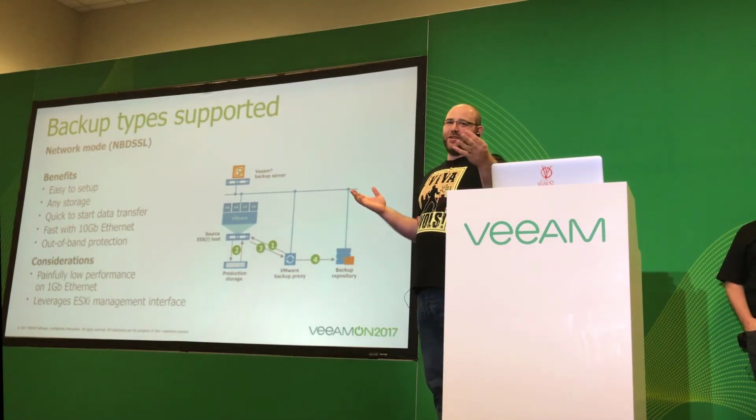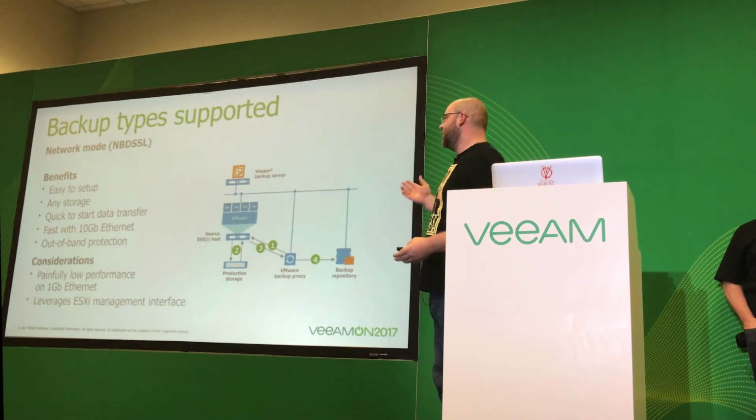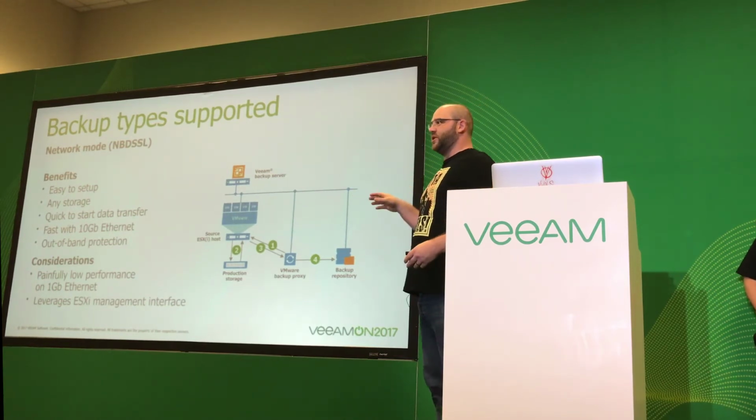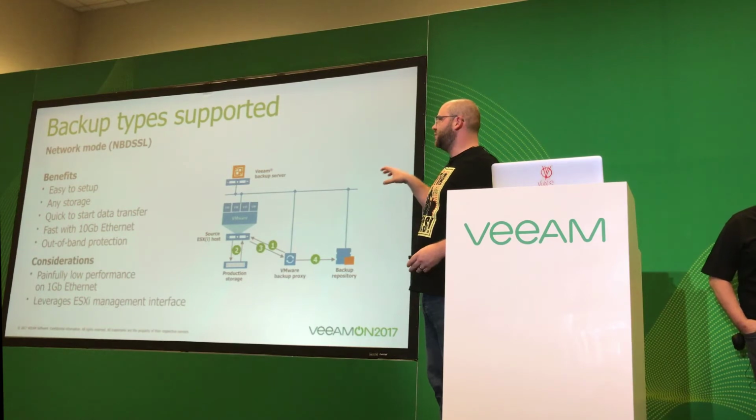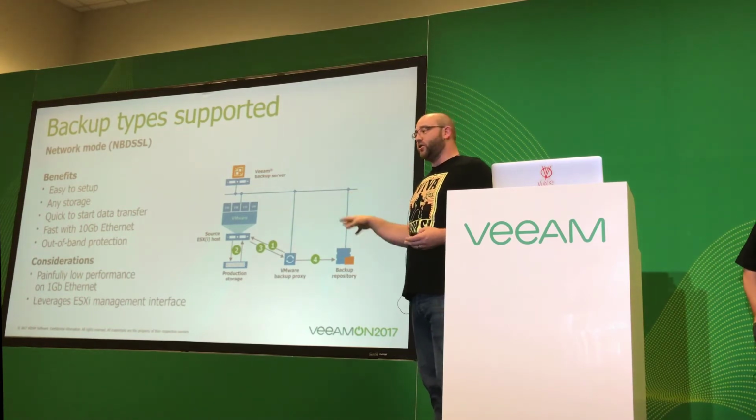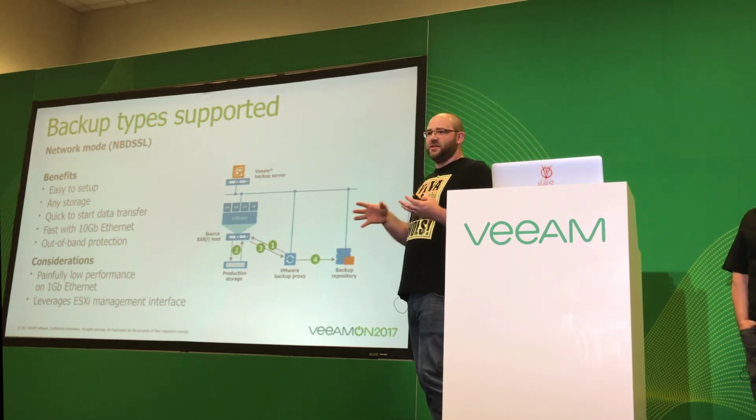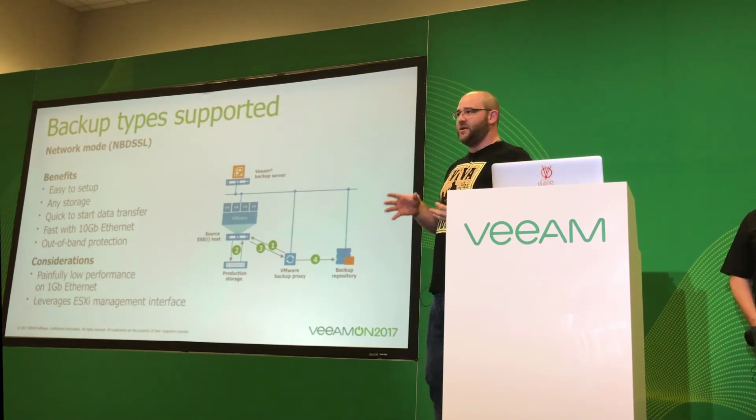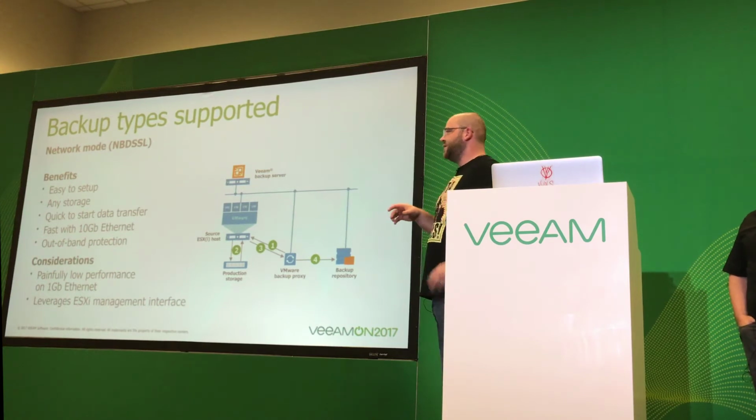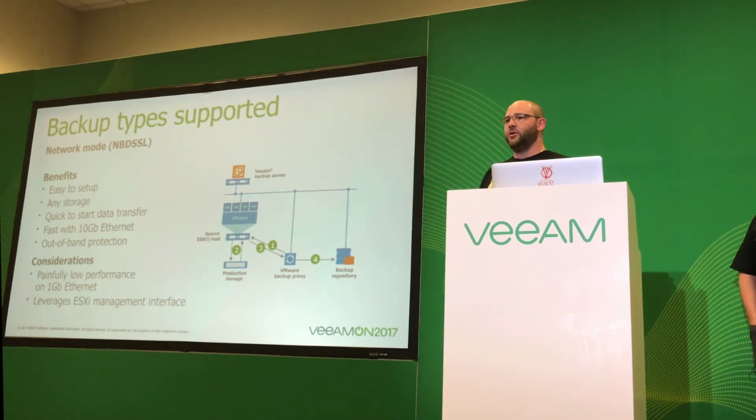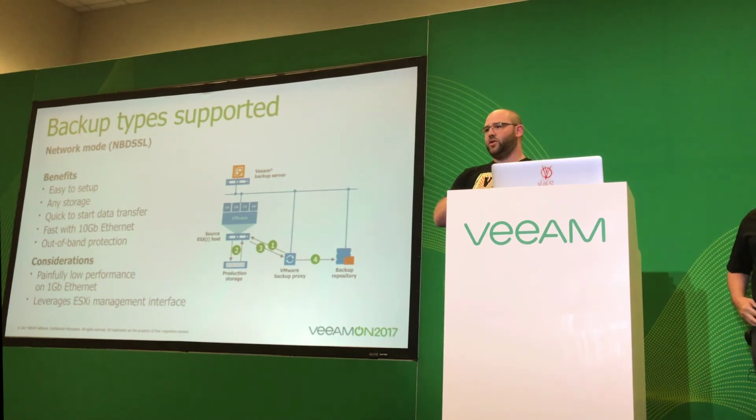We were talking about this at the VMware booth last night. There's not too much difference between our performance with our network block device mode and our direct SAN. With 10 gig it's really that same speed and performance. And it gives you that out of band protection. Because you're using something away from that vSAN or the VVols stack, we're able to pull that data out of there.